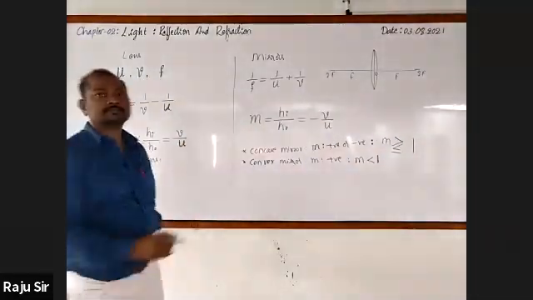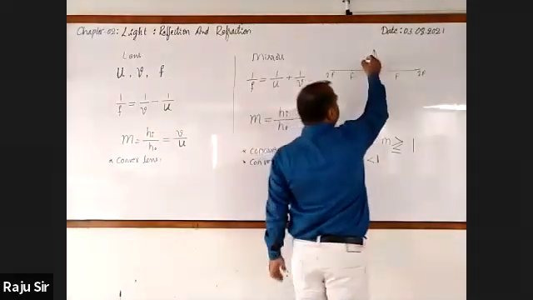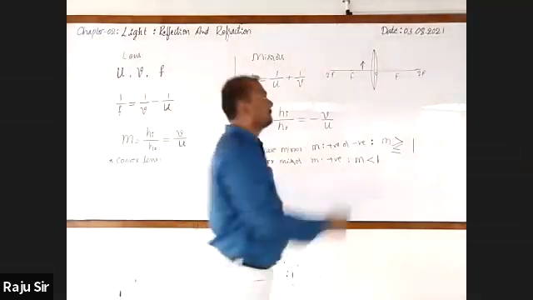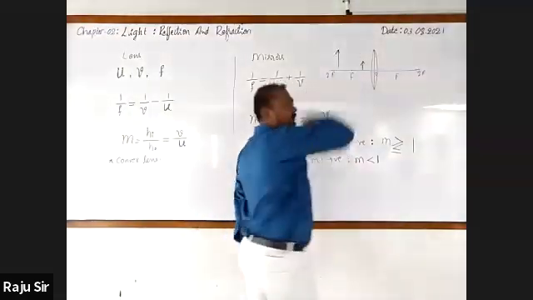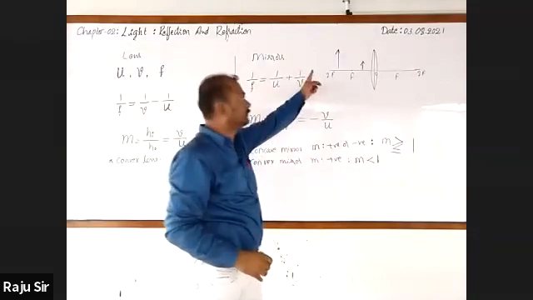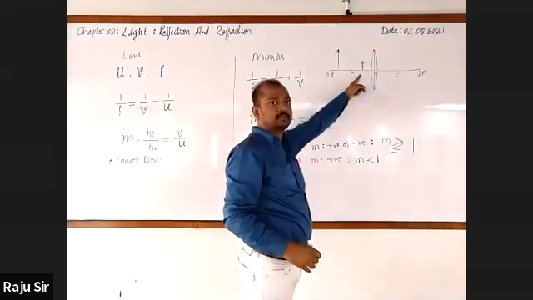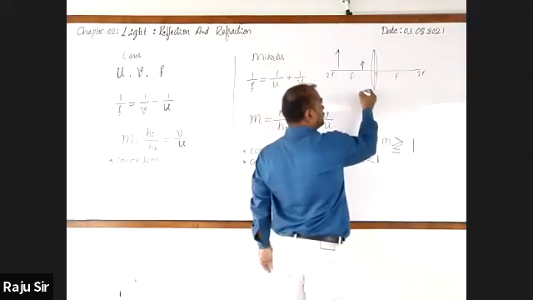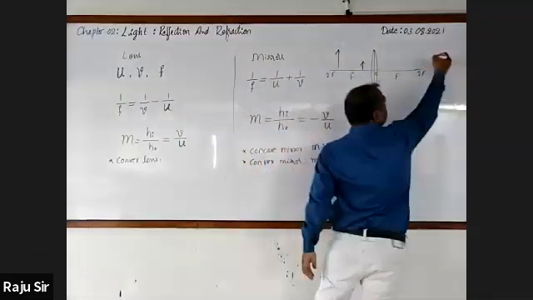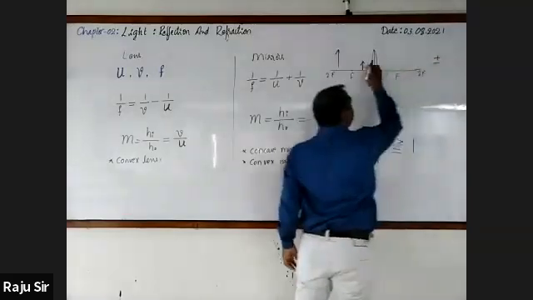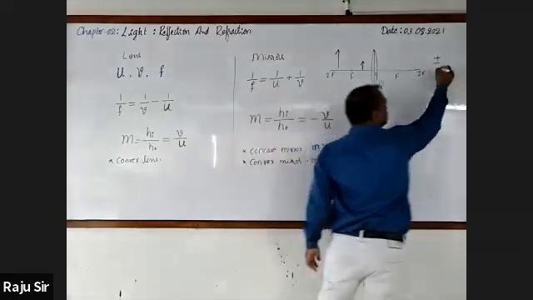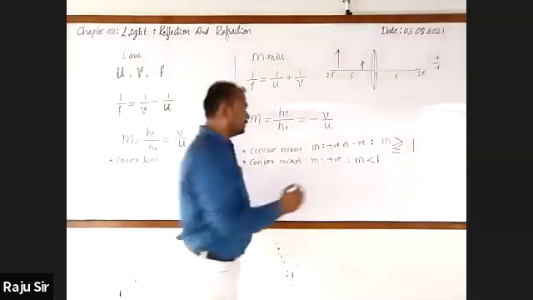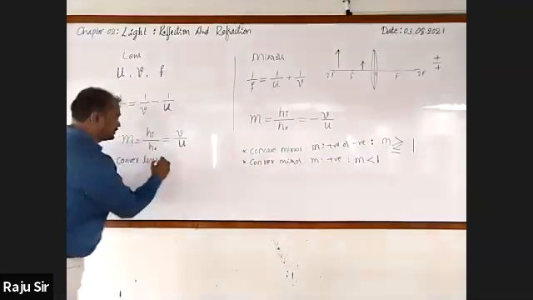Observe. I am going to place the object here, and the image is formed on the same side. This is the image. Height of the image by height of the object: are both positive or both negative? Height of the image is positive, height of the object is positive. Positive by positive is positive.